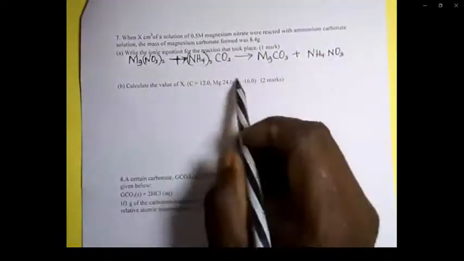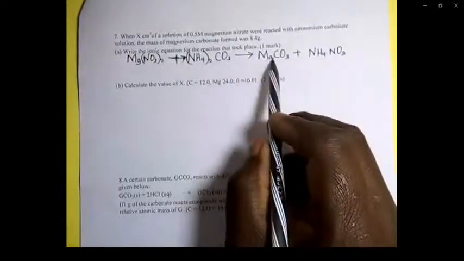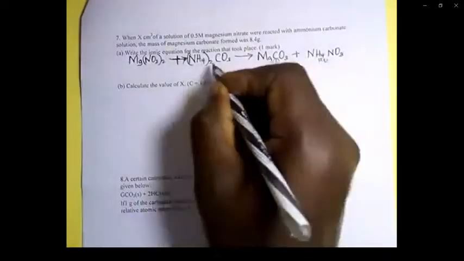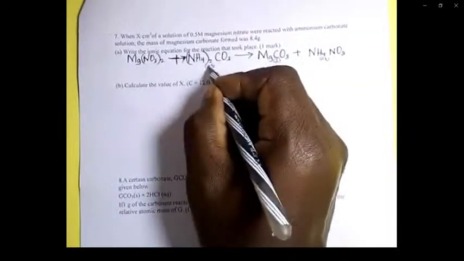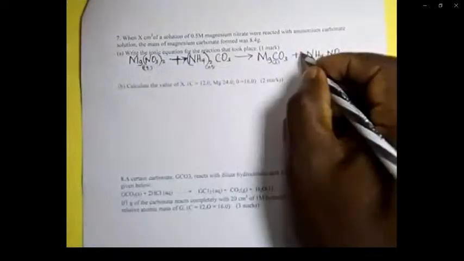This is a precipitating reaction. This is how we form insoluble salts. So magnesium carbonate is an insoluble salt, a solid. This one is aqueous, and this one is aqueous. This one is aqueous. Let us balance the equation. We will put a 2 here so that we can balance the equation throughout.